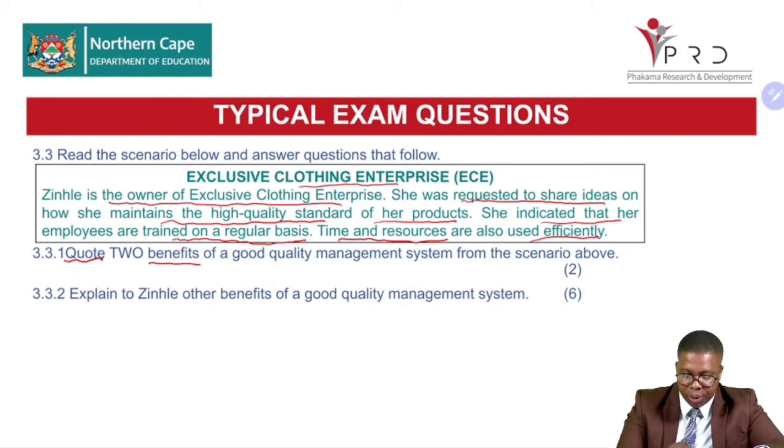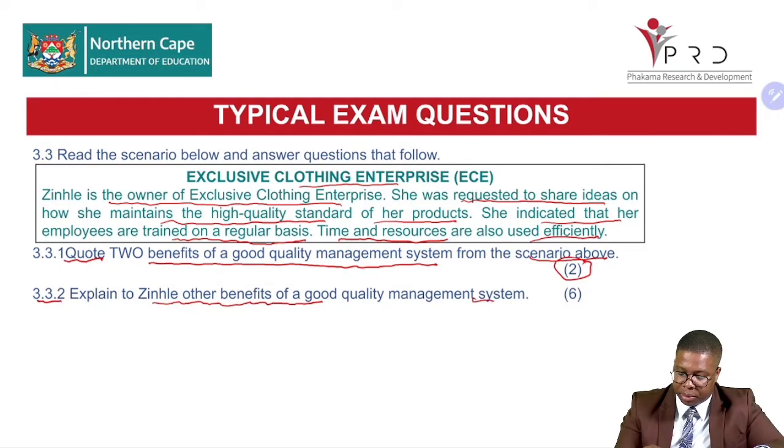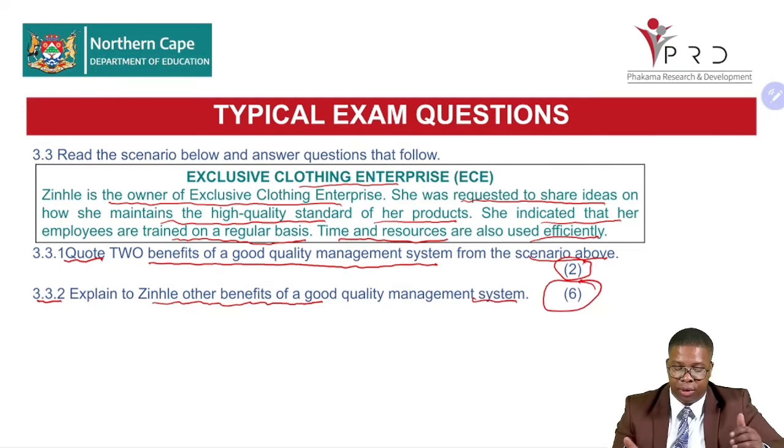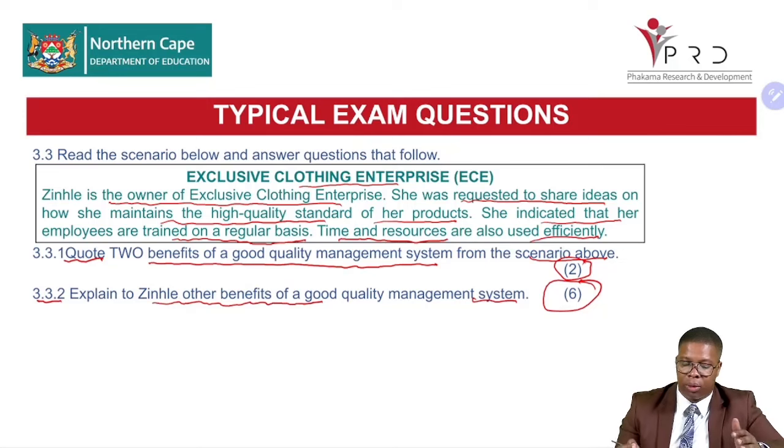Quote two benefits of a good quality management system from the scenario above for 2 marks. Then 3.3.2, explain to Zinhle other benefits of a good quality management system for 6 marks. So now let us see if you know how to go about this. So we will then say, what is the solution here?